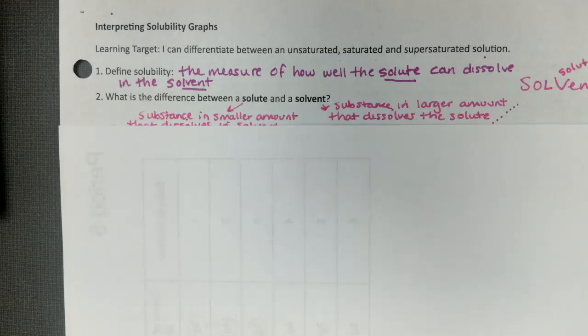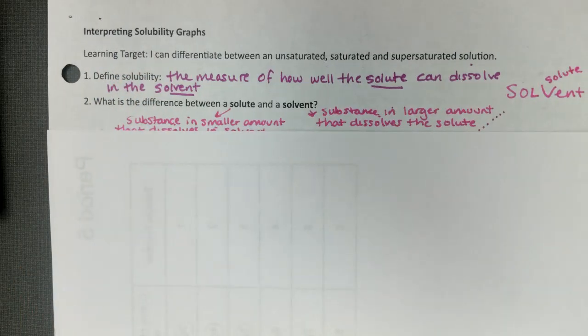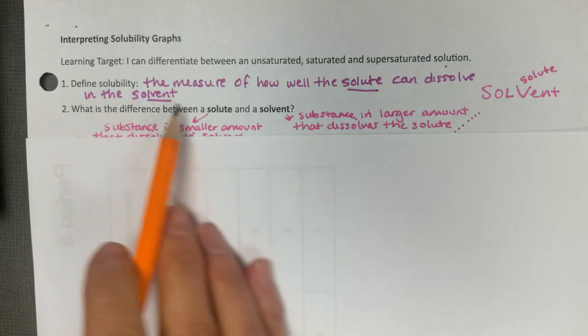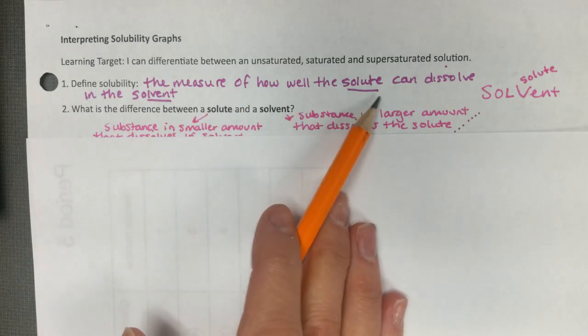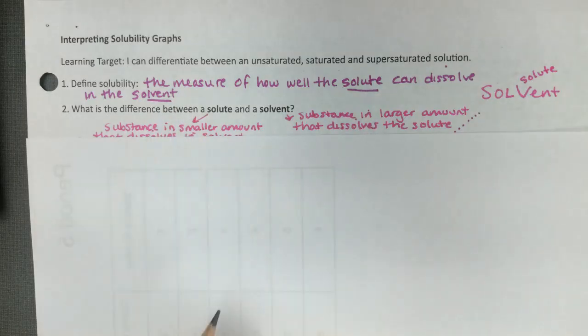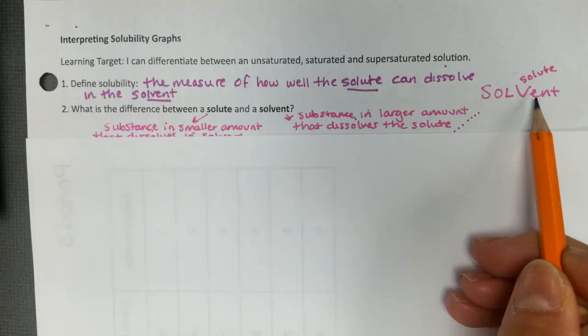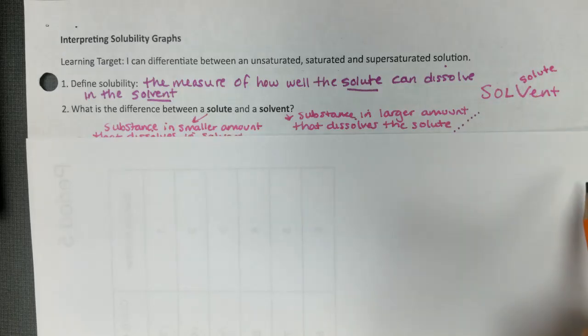Hello ladies and gentlemen, in this video we are going to be looking at the Interpreting Solubility Graphs worksheet. Alright, so the first question, you had to define solubility. That is simply the measure of how well the solute can dissolve in the solvent. Okay, remember your solvent is what you have in the larger amount. The solute is what goes into your solvent.